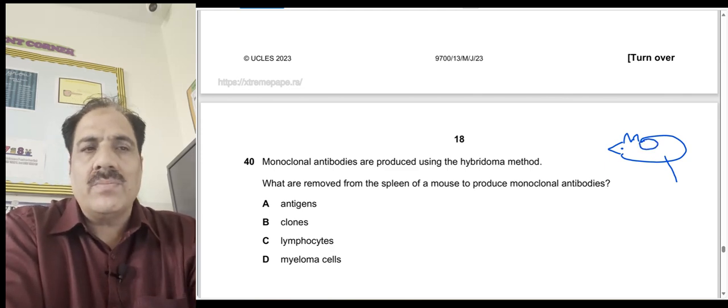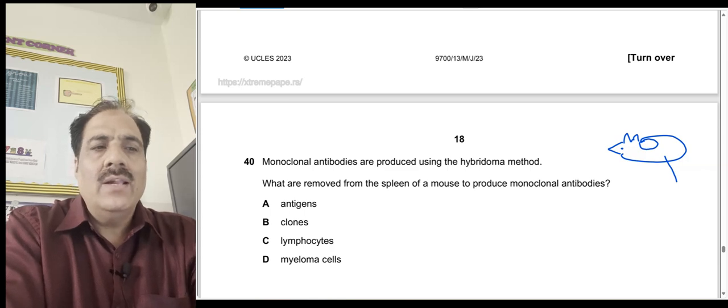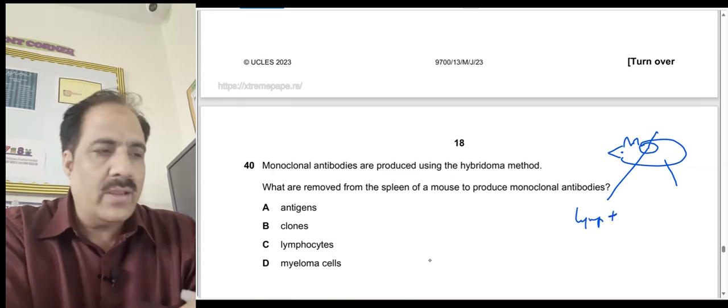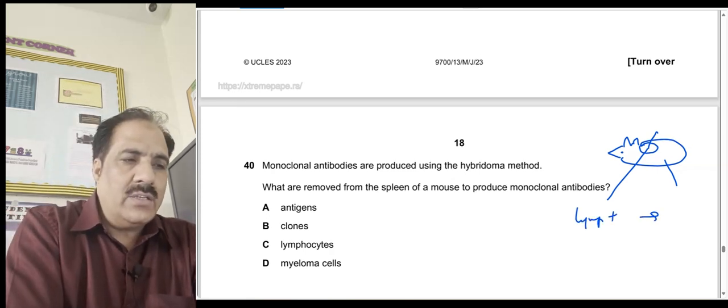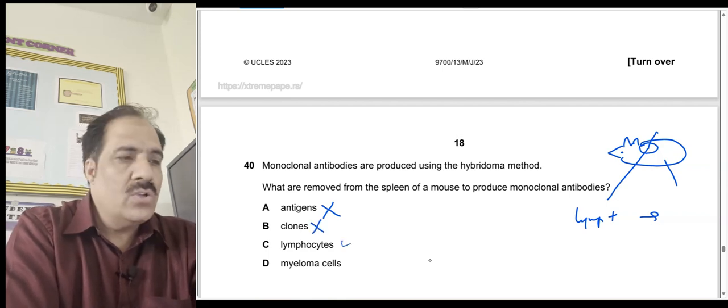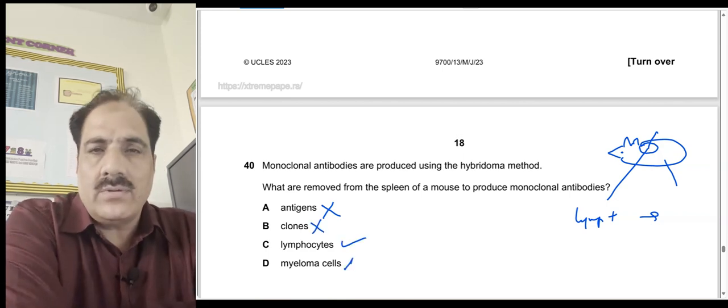We collect them from the spleen of the mouse, and then these lymphocytes are fused with the cancer cell to produce the hybridoma cell. The cancer cell will allow it to multiply again and again. So we don't collect antigens from the spleen, we don't collect clones from the spleen, we collect the lymphocytes, and we don't collect myeloma cells. So lymphocytes, option C, is the correct answer.